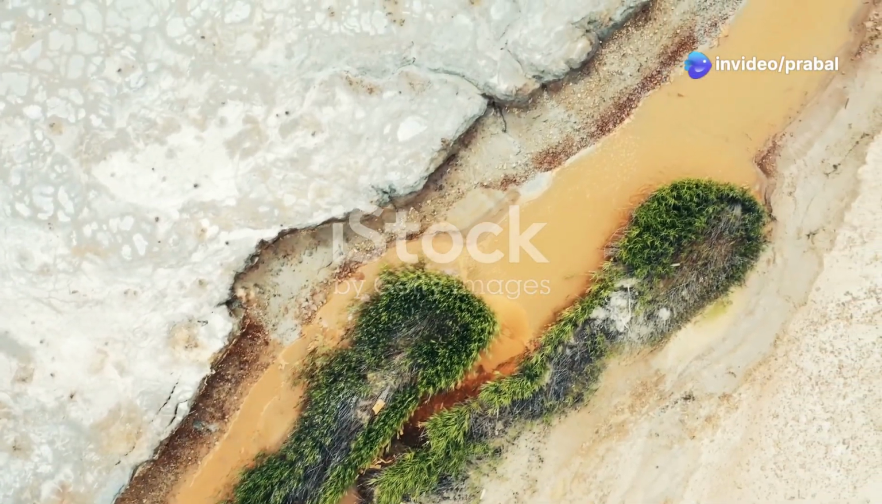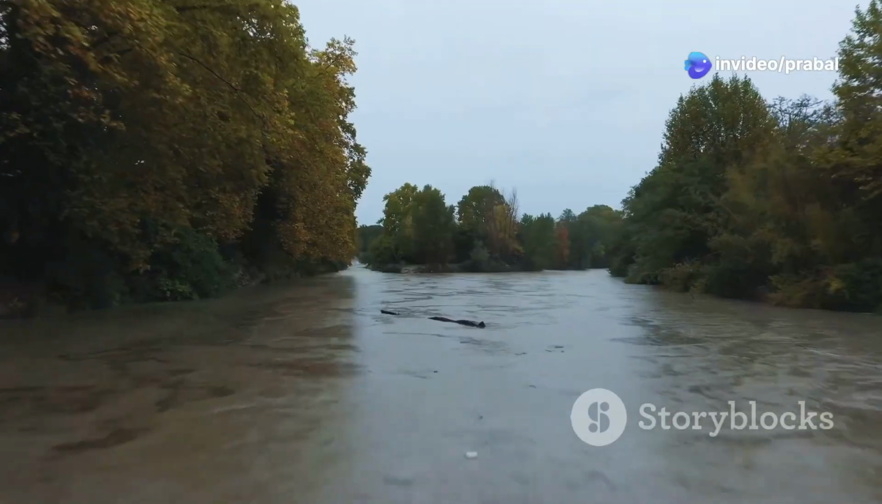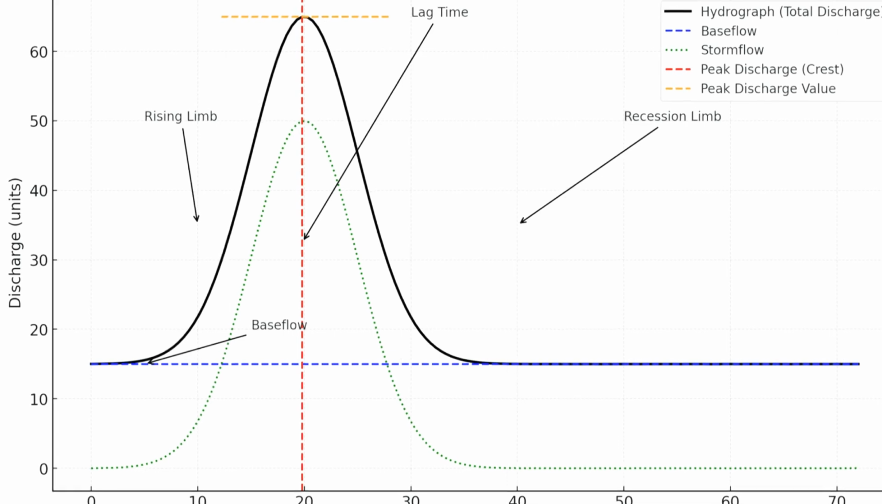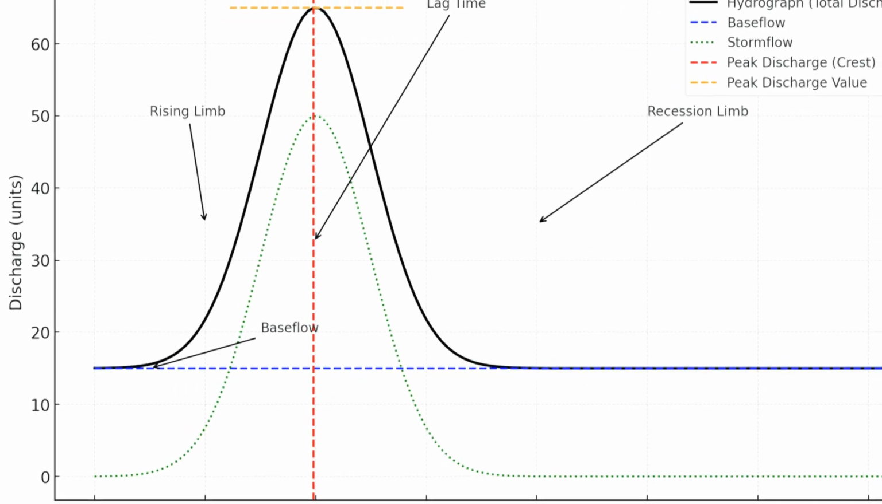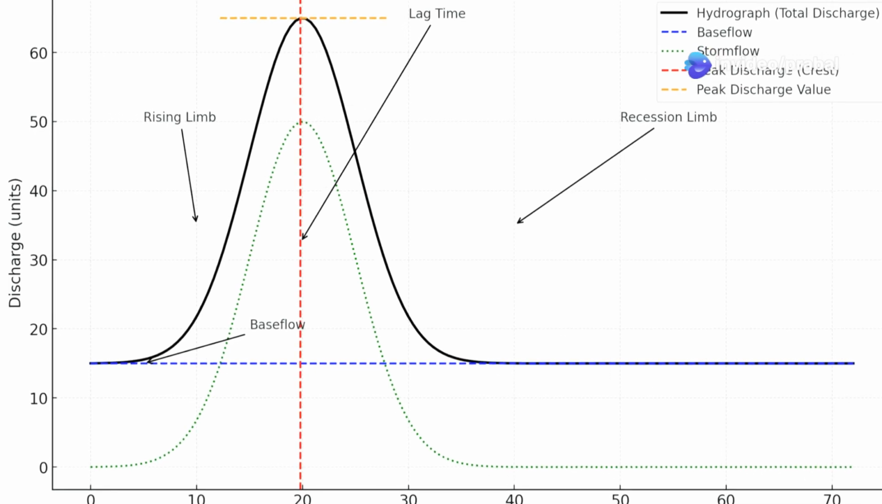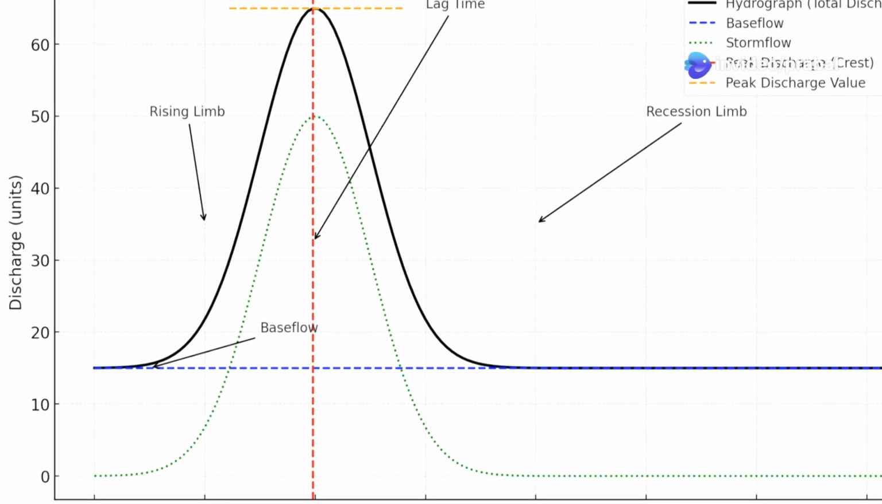Have you ever wondered how much water flows in a river, or how that flow changes after a big rainstorm? That's where hydrographs come in. A hydrograph is like a graph that tells the story of water flow over time. It's a simple but powerful tool used in water resource management.